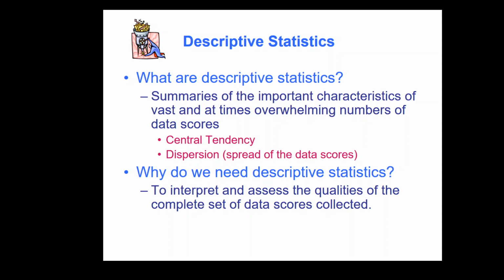Why do we need descriptive statistics? As we said last week with frequency distributions, we want something that'll tell us roughly how well people did generally, or what the scores look like in terms of central tendency. So generally, on average, how do people do? And we'll also want to look at dispersion and the spread of the scores.